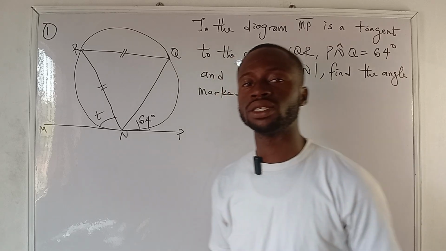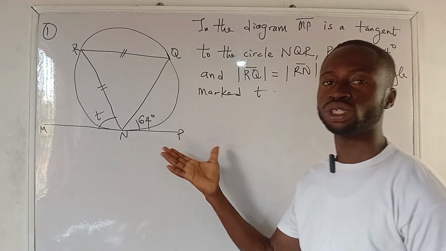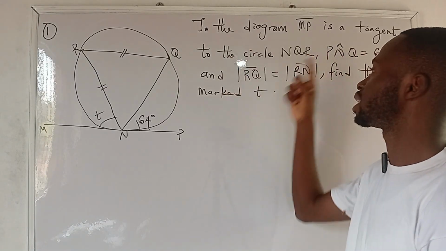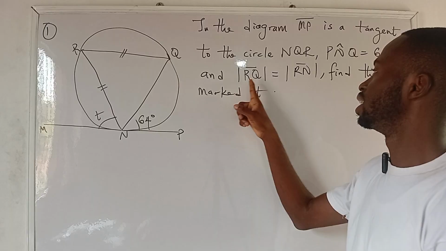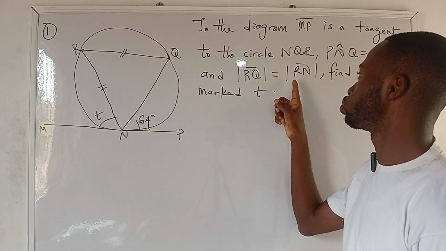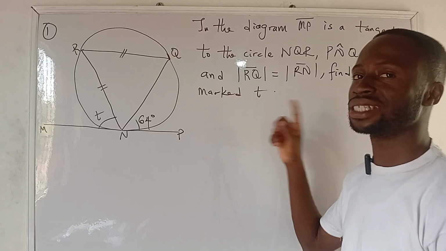Welcome to class. In today's class, we'll be starting with the practice question under circle theorem. And we have this question on the board. We are told that in the diagram, MP is a tangent and line RN is equal to line RQ. Find the angle marked T.